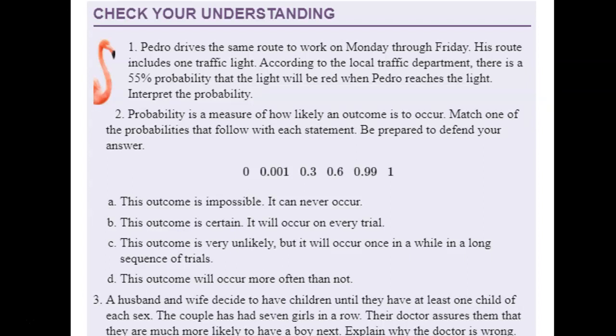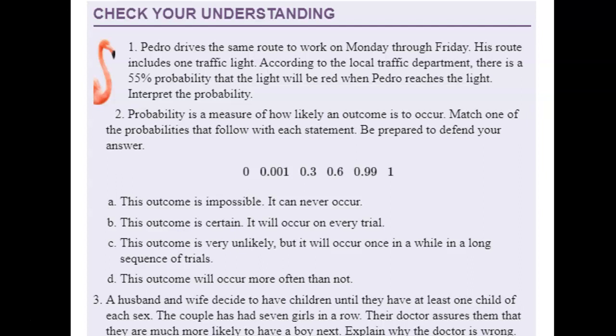This outcome will occur more often than not. So again, that wording's a little strange, because a lot of kids are thinking the 0.99, because it's true, it will occur more often than not with the 0.99. They were trying to have you think about the 0.6 because the proportion value of 0.6 means basically it's going to happen more than half the time. So, majority rule is kind of an idea. All right, the third question.